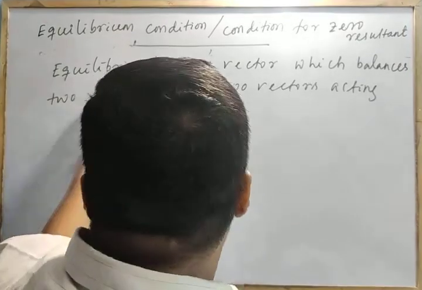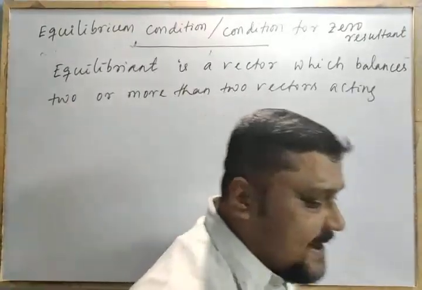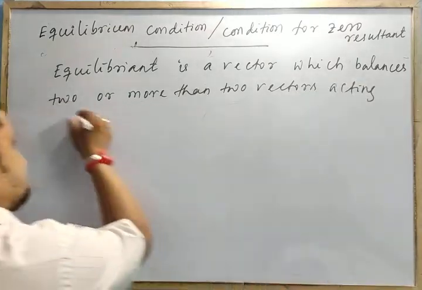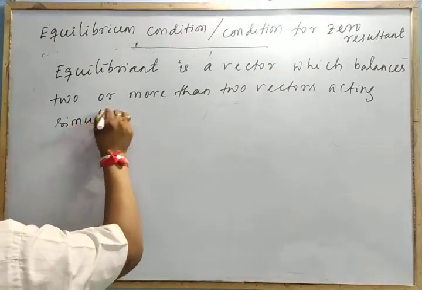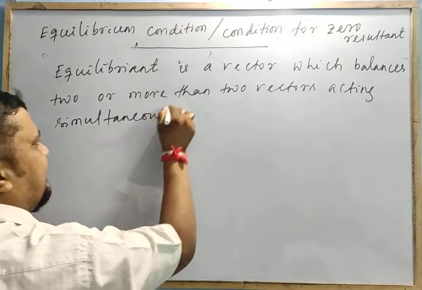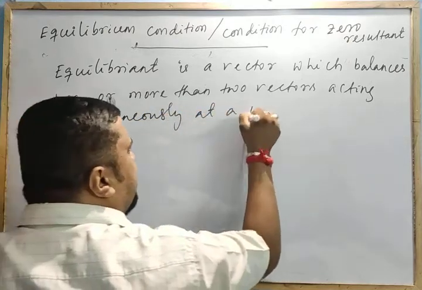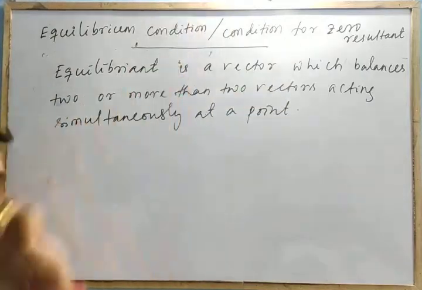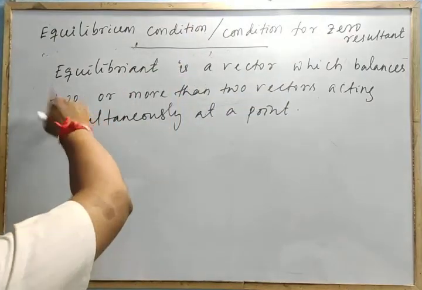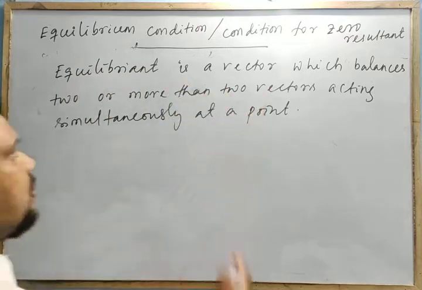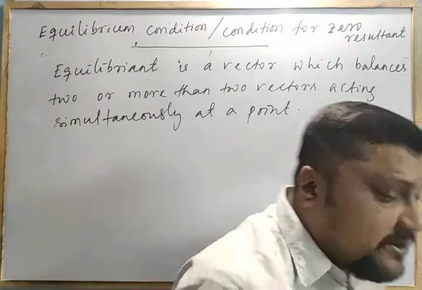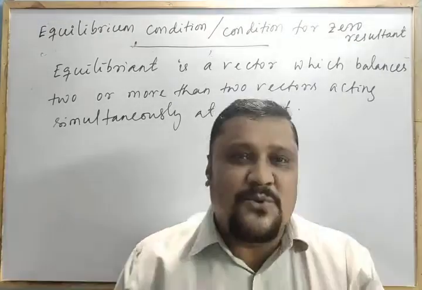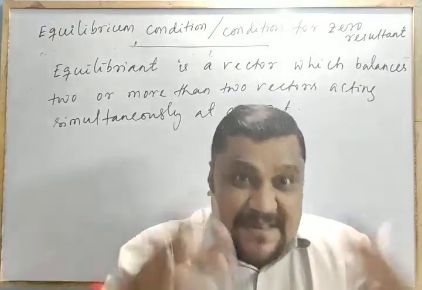So two or more than two vectors acting simultaneously at a point. Equilibrium is a single vector which balances two or more than two vectors acting simultaneously at a point. Clear that? Now we will switch over to the operation of vectors.